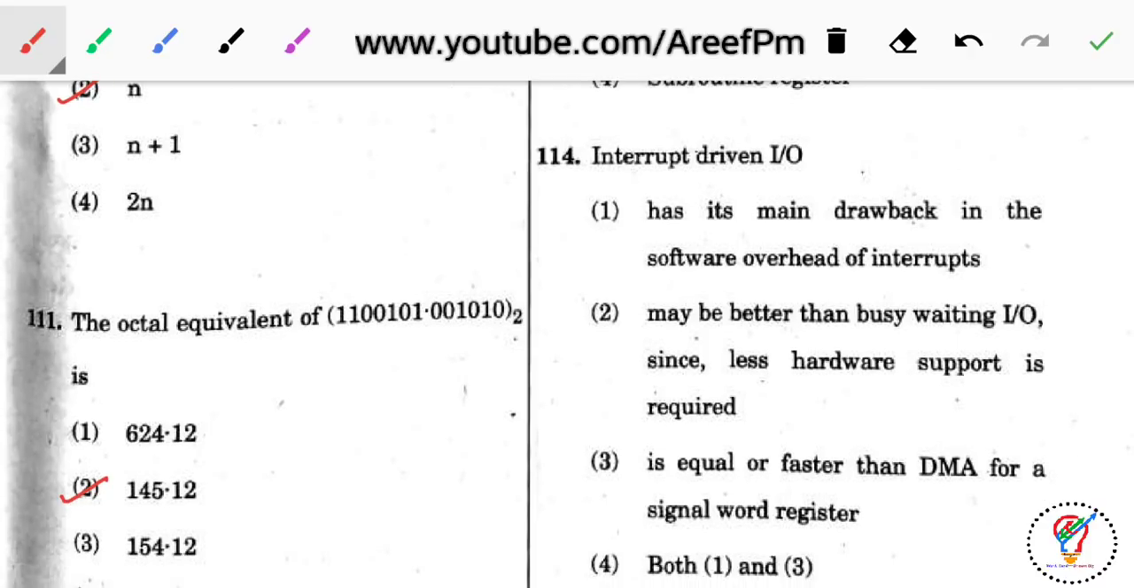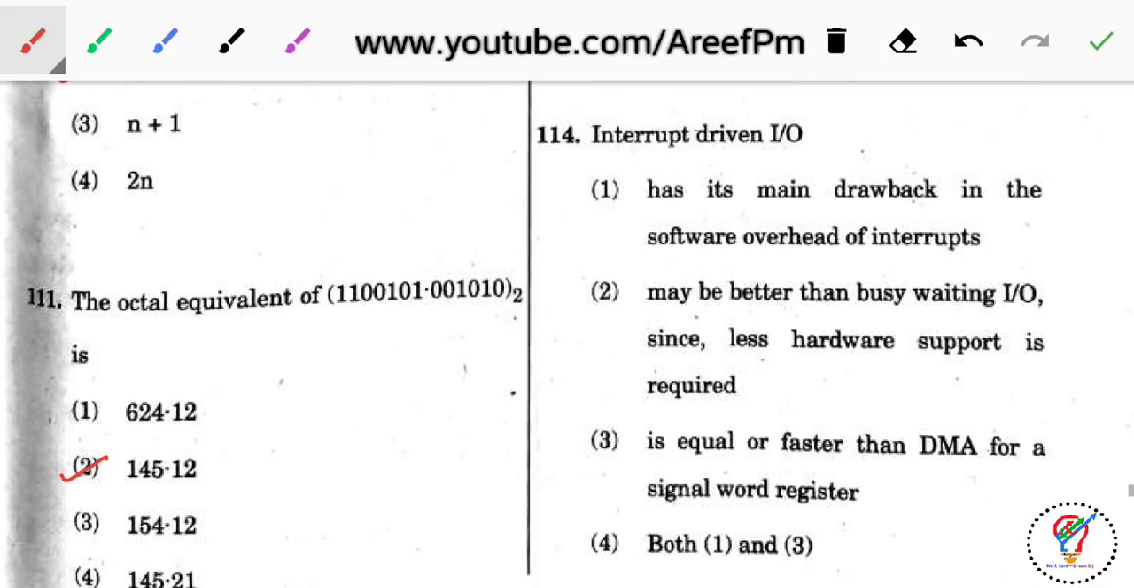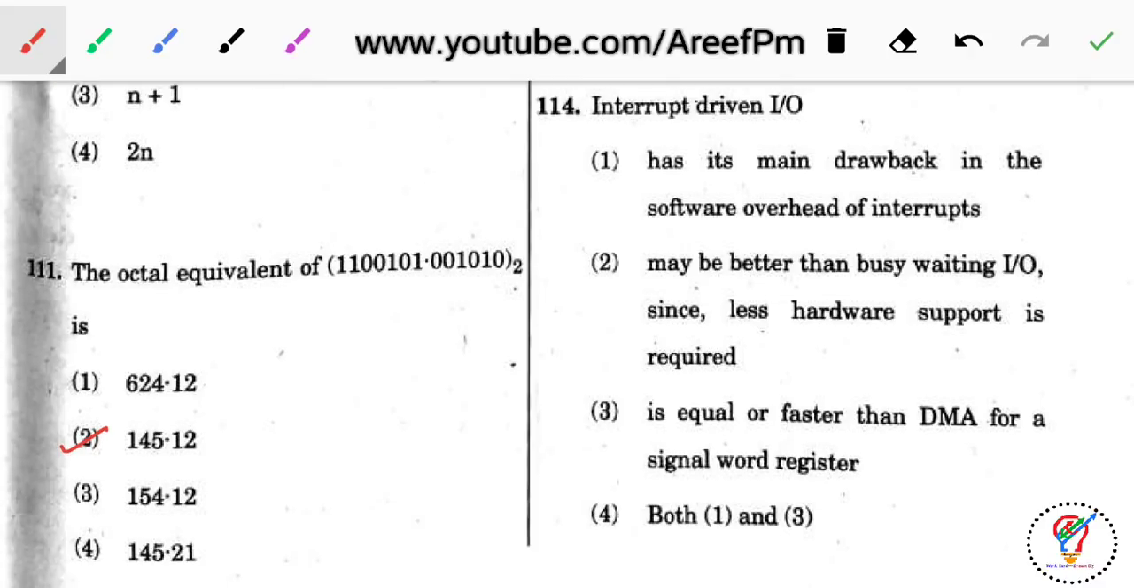Interrupt driven input output: its main drawback is in the software overload of interrupts; it may be better than busy waiting input output, since less hardware support is required; it is equal to or faster than DMA for a single word register. The fourth option is both 1 and 3. So both 1 and 3 are the correct options here.